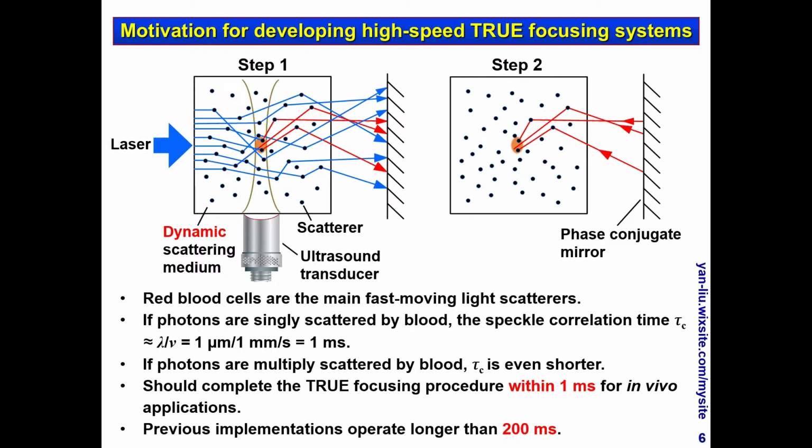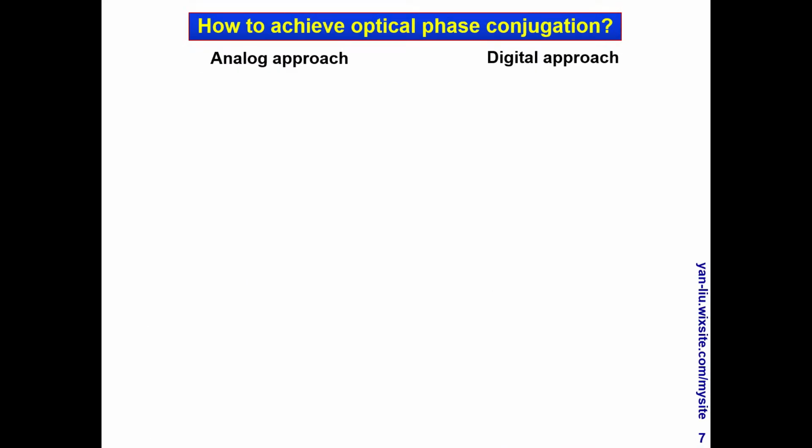However, previous implementations operate longer than 200 milliseconds. So you can see there's a strong motivation to develop high-speed TRUE focusing systems. Improving the speed of TRUE focusing is equivalent to improving the speed of the phase conjugate mirror. So we need to first understand how we achieve optical phase conjugation in reality.